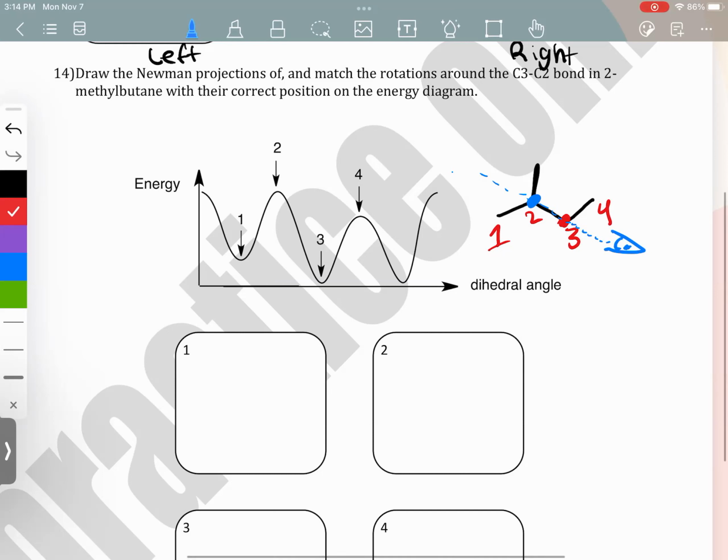So let's look at number 1 right here. Number 1 is low, but higher than 3. So first off, what conformation would 1 be? Staggered or eclipsed? Staggered. Right, it has to be staggered because it's lower in energy. Remember, the eclipsed is always higher in energy. So it's staggered. Now, we did learn staggered anti and gauche. Which one of those do you think takes up 1? Gauche. Right, the gauche, because it's higher in energy than 3. The lowest energy staggered conformation would always be the anti. So 3 has to be the staggered anti.